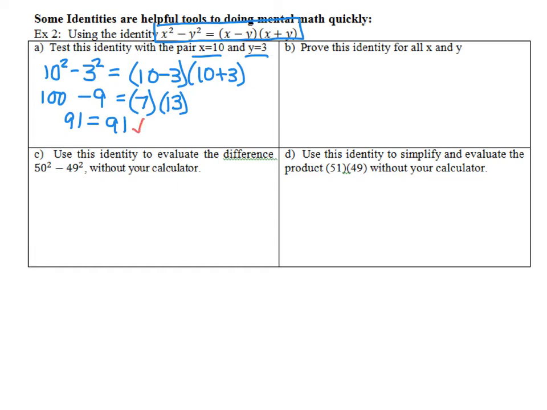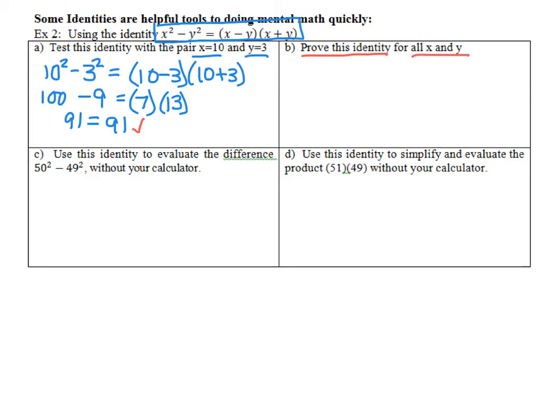So clearly this works for specifically the pair x equals 10 and y equals 3. So that just gives an overlook of when we have just one set of values, does the identity work? That's not enough to prove that this is an identity. In order to prove that we have an identity, we want to show that it works for all x and y.